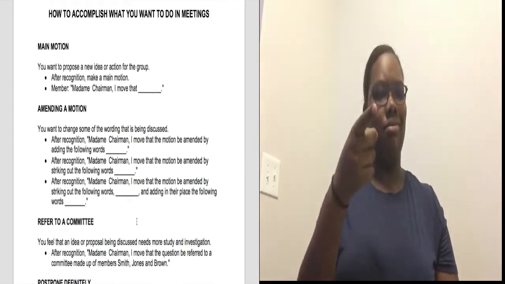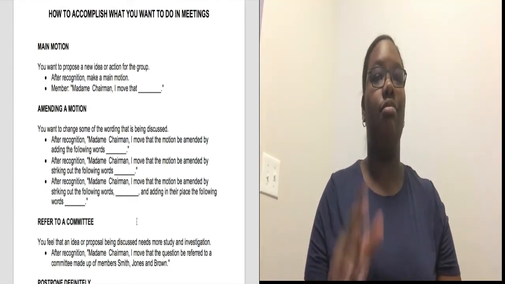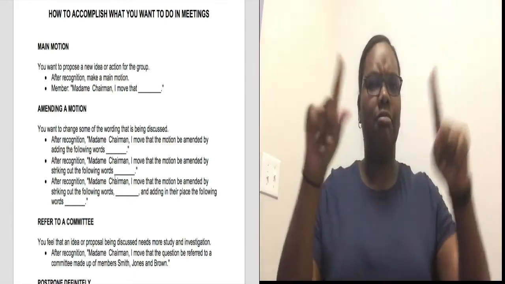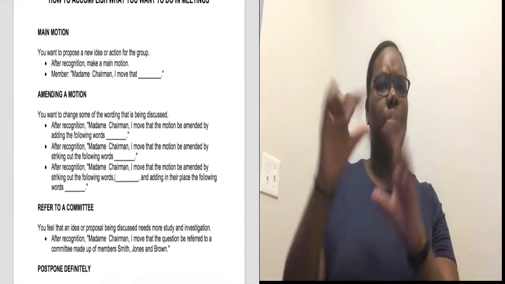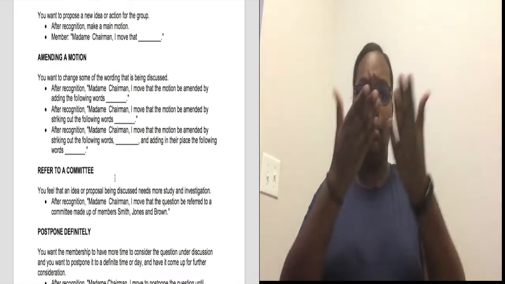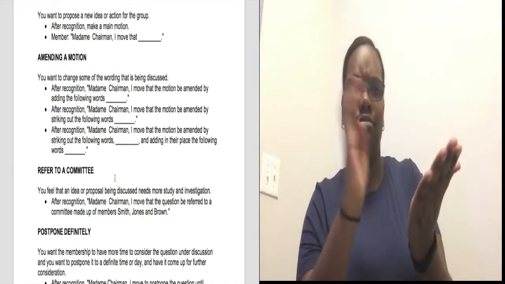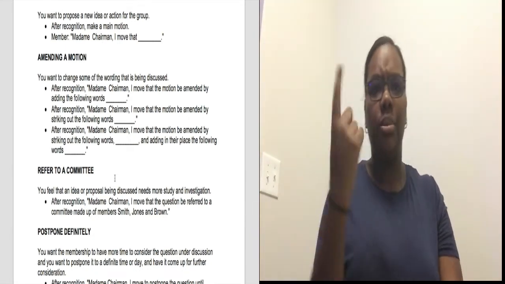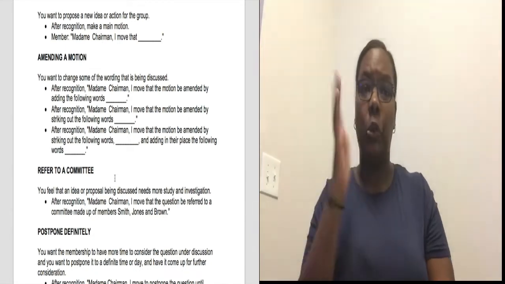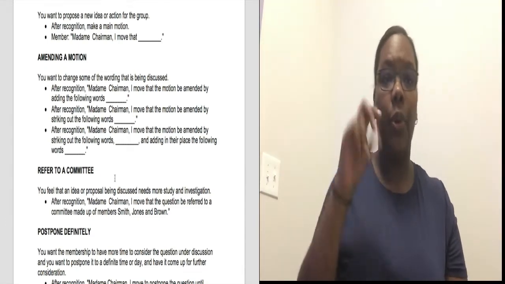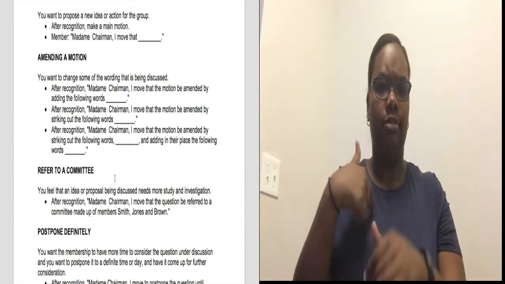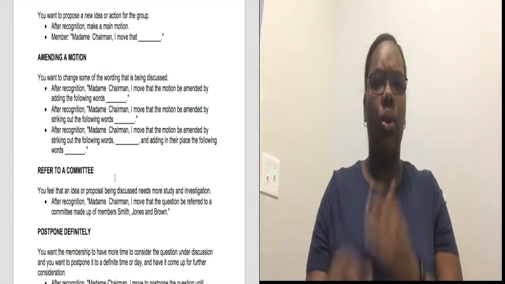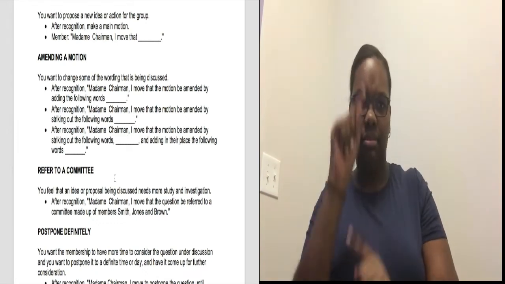The third page tells you how to accomplish what you want to do in meetings. Your main motion, remember, putting an item forward, amending your motion. If you want to change the wording of something that was being discussed, you would say Madam Chairperson or President or whoever is leading that meeting, I move that the motion be amended by adding or striking out all or the following words, and then you would say what it is you want to amend.